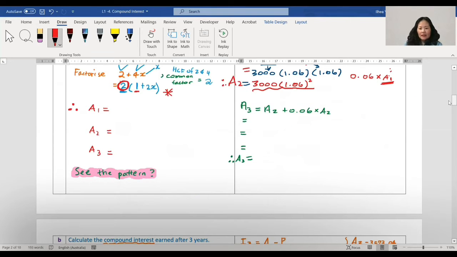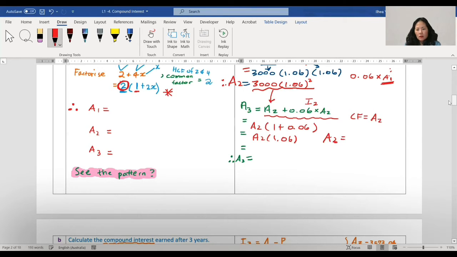A3. Olivia. Yeah. So what is our common factor here? A2. Excellent. I'm taking A2 out. What do I have left in the bracket? 1 plus 0.06. Yep, and that will give me 1.06. What is my A2 from the previous question? A2 is 3,000 times 1.06 squared. Yep, 3,000 times 1.06 squared, and I've still got that 1.06, isn't it?